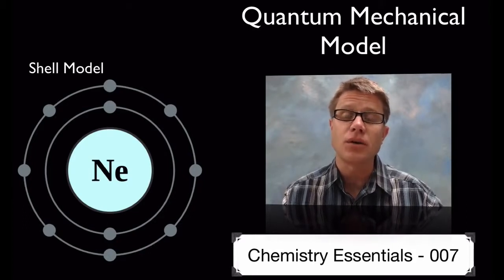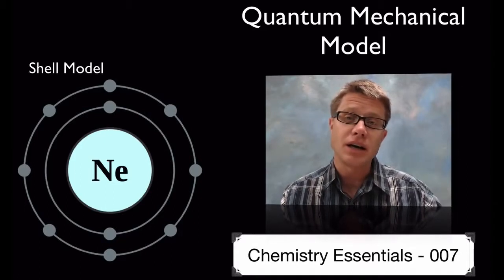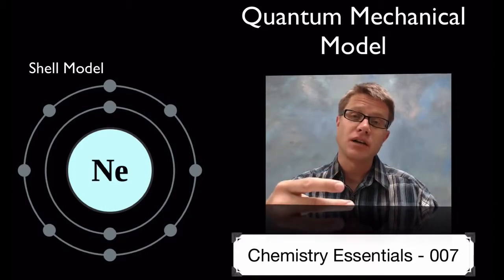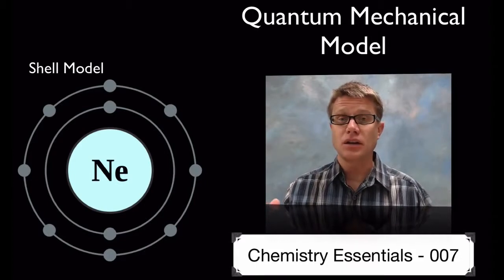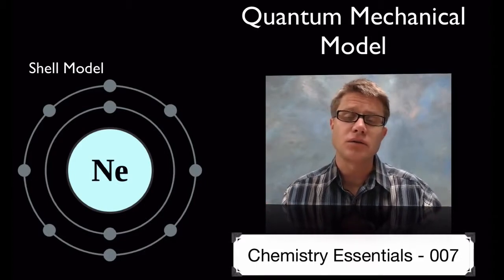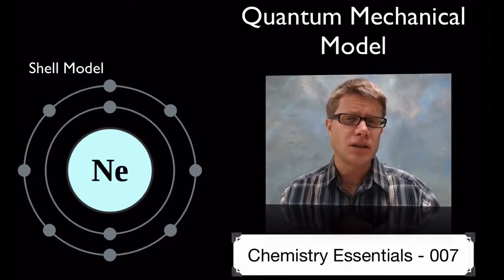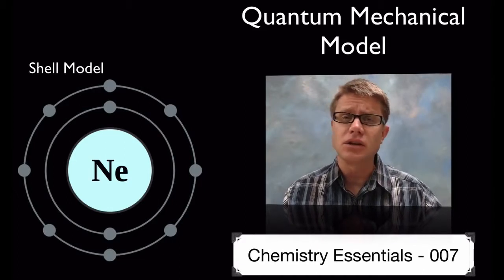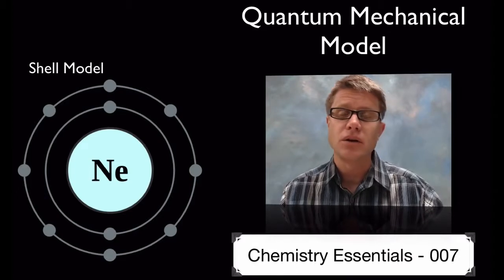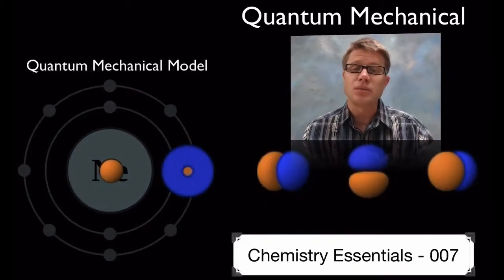Before we had this quantum mechanical model, we had what was called a shell diagram. When you look at neon, it had 2 electrons in the first shell, and then 8 electrons in the next shell. We figured that out by looking at spectral data. What we've discovered since then is uncertainty in those electrons and a little bit more of the characteristics of electrons, and so this has been replaced with a quantum mechanical model.